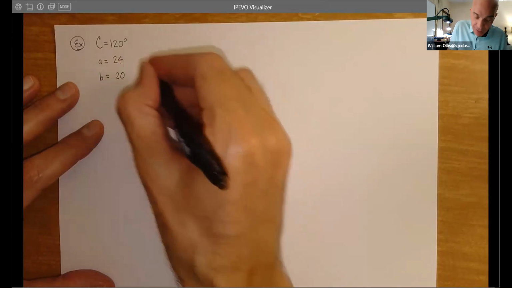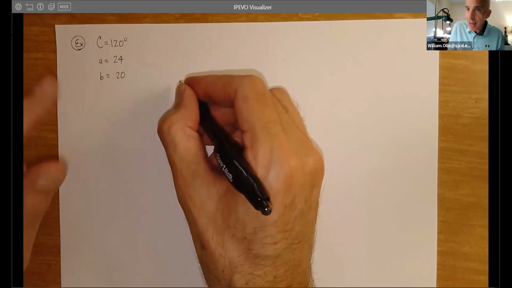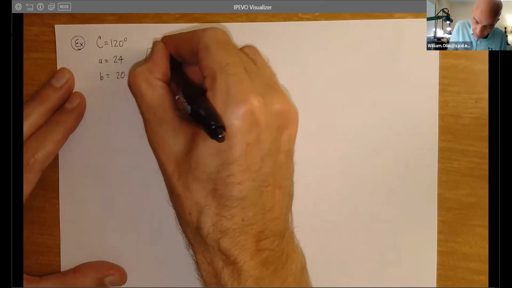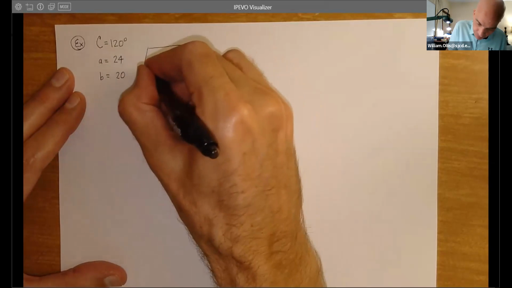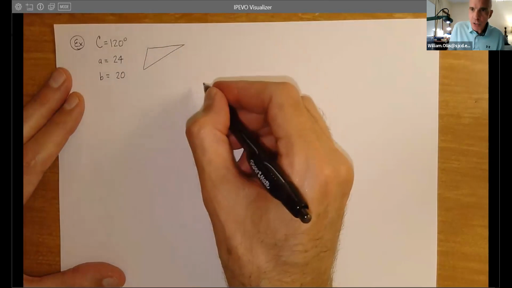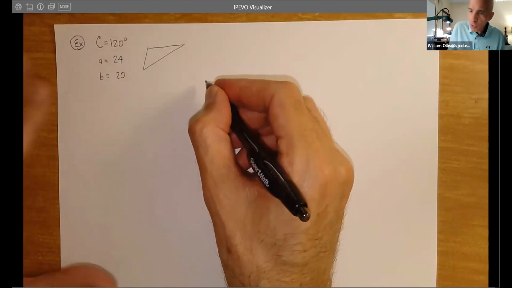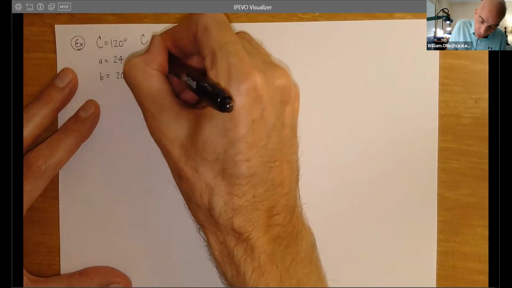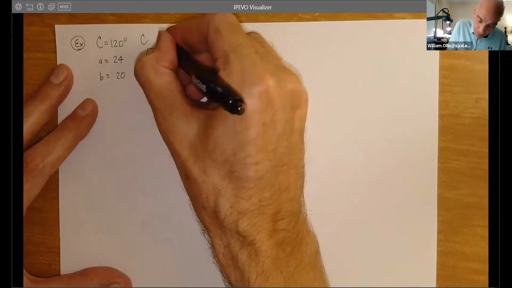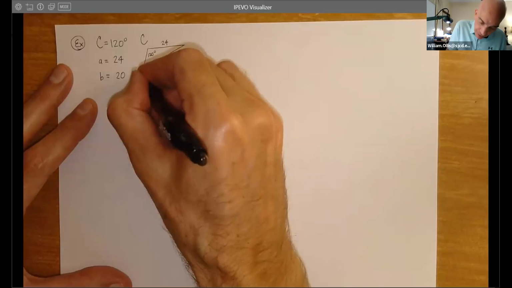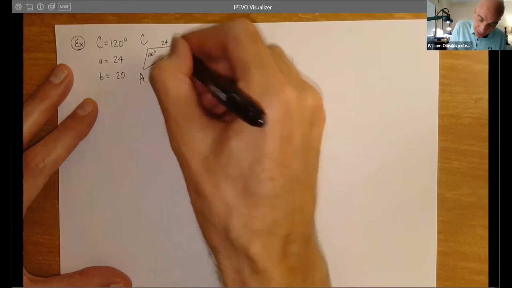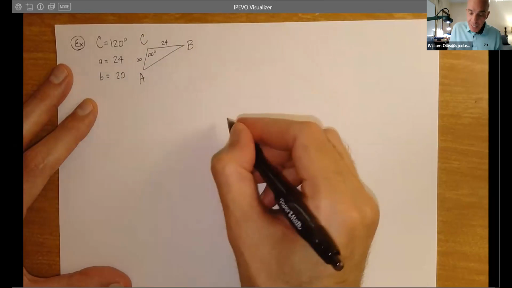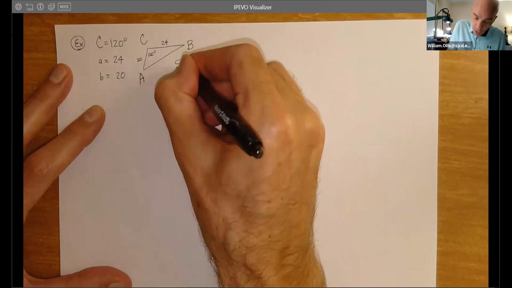Now this is not side side angle. That's not the ambiguous case. So if you draw it, it's sometimes good to draw it to make sure you have what you think you have. So we have C, which is the 120 angle here. And then we have the opposite side A, so we have angle A here. And then we have the opposite side of angle B, so we have angle B here. So this is side, angle, side.